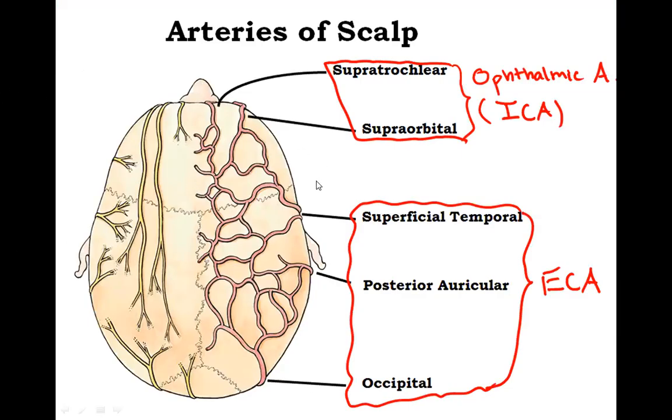So the arteries supplying the scalp are the supratrochlear and the supraorbital arteries. These are branches from the ophthalmic artery, and the ophthalmic artery is a branch of the internal carotid artery. And posteriorly, there are the superficial temporal artery, posterior auricular artery, and occipital artery. These are branches from the external carotid artery. So there is free anastomosis between the internal carotid artery and the external carotid artery.